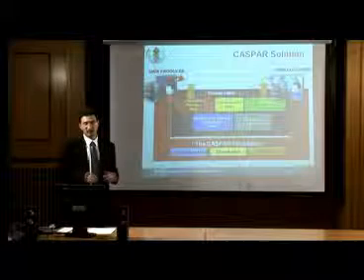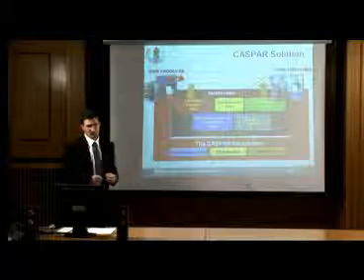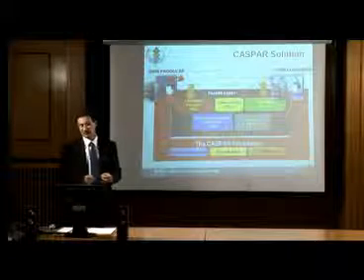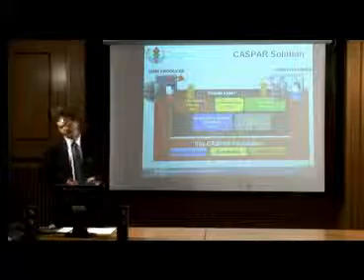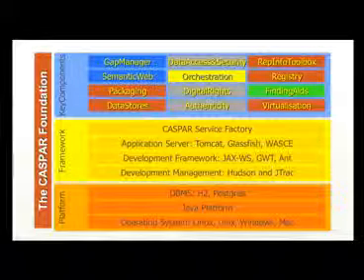This facade layer is built on top of the CASPAR foundation, which is mainly composed by 11 key components, a framework, and a platform. This is just to show the complexity of the system that we built in these years with the CASPAR project. We can see in the bottom the platform, which is mainly based on different operating systems, Linux, Unix, Windows, and so on.